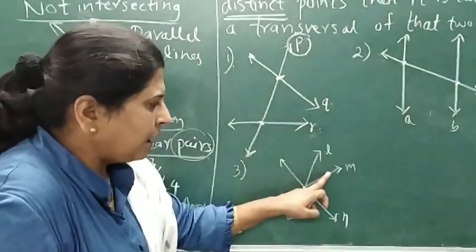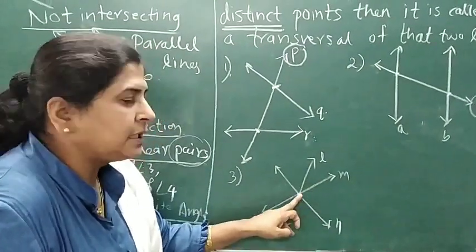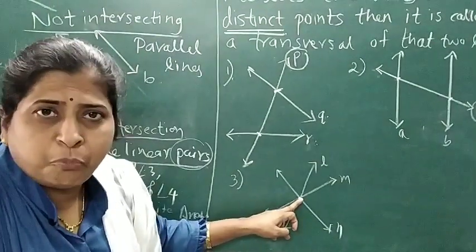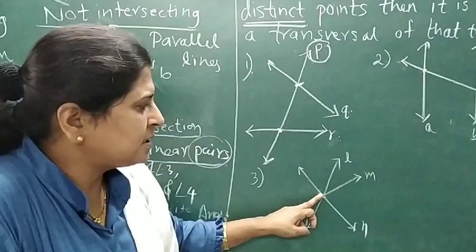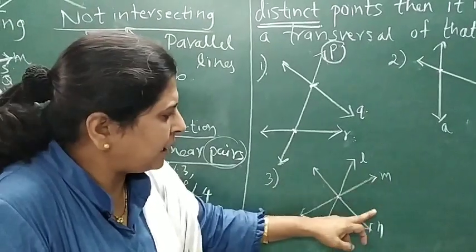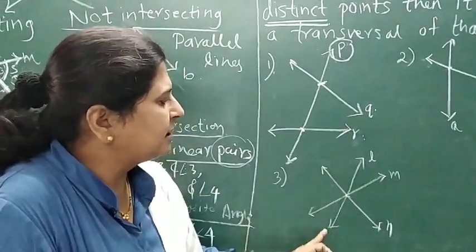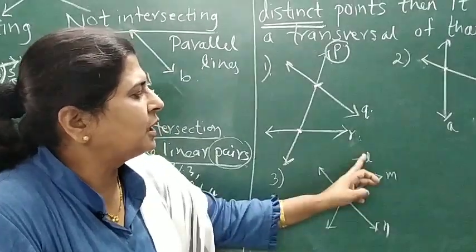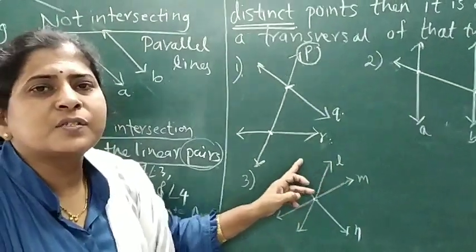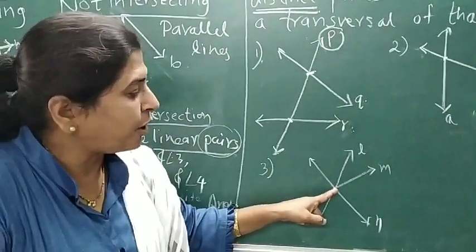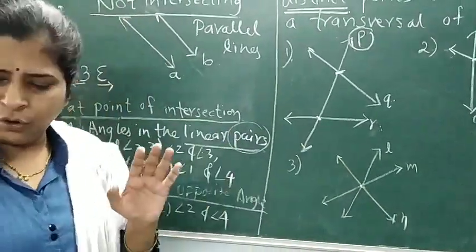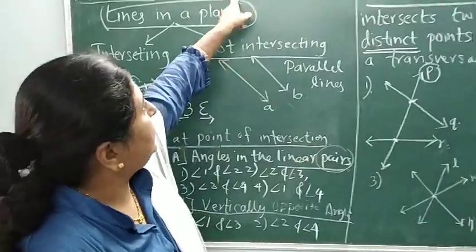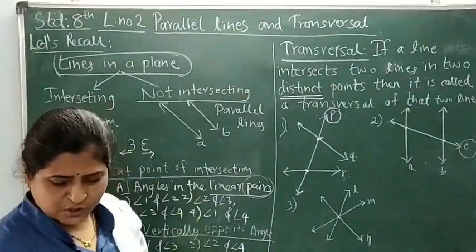Now line L is intersecting the other two lines, but it is not intersecting at two different points. It is intersecting at the same one point. The same thing we can say about lines M and N. So this figure is not a figure of a transversal. None of these three lines is a transversal of the other two lines, because the point is only one, not two different. Okay. Now I hope you have understood what is the meaning of parallel line and transversal.